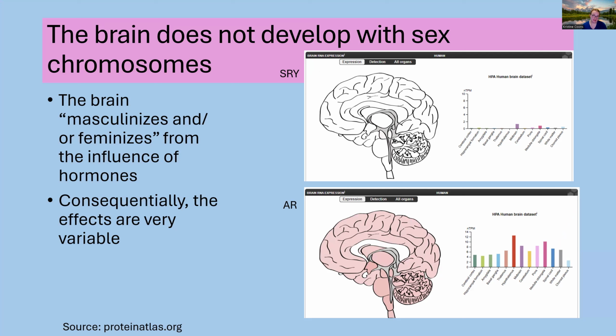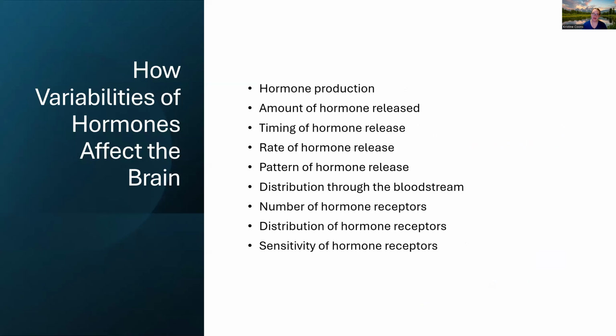The question is whether you're going to have an influence of feminization or masculinization. Of course, those terms are rather ambiguous in themselves. This effect is actually entirely dependent on hormones. And when we look at the expression of hormones inside of the brain, like androgen receptors and estrogen receptors, it's vastly larger than anything associated with the Y chromosome. These images come from proteinatlas.org. So as a consequence of hormones leading to masculinization or feminization of the brain, there's an immense amount of variability that exists along that as well.